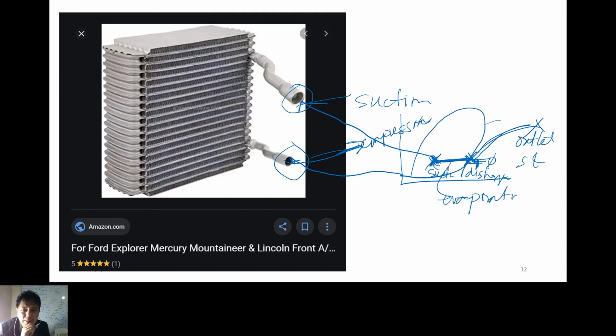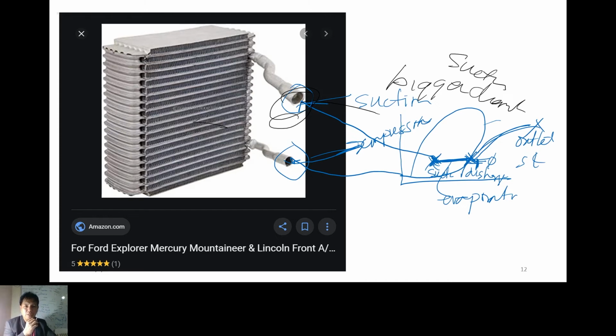So, eto naman sa Ford Explorer. Malaki yung kanyang structure. So, again, this has higher diameter. Look at this, so this one has higher diameter or bigger diameter. So, bigger diameter means yun yung suction. Ito naman ay discharge. This is the lower one, the smaller diameter.